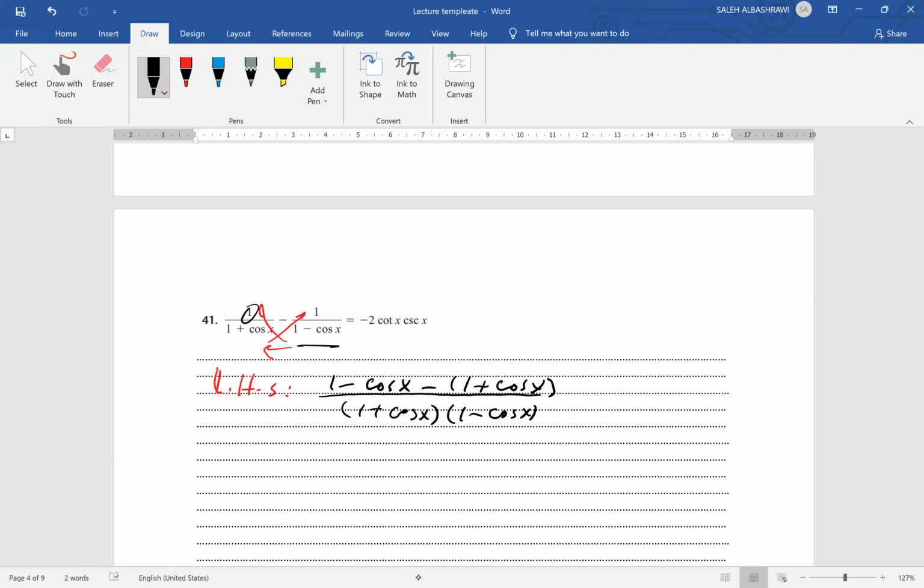This is equal to, for the numerator, 1 minus cosine x minus 1 minus cosine x, divided by 1 plus cosine times 1 minus cosine. This is a minus b, a plus b. I will have 1 minus cosine square.